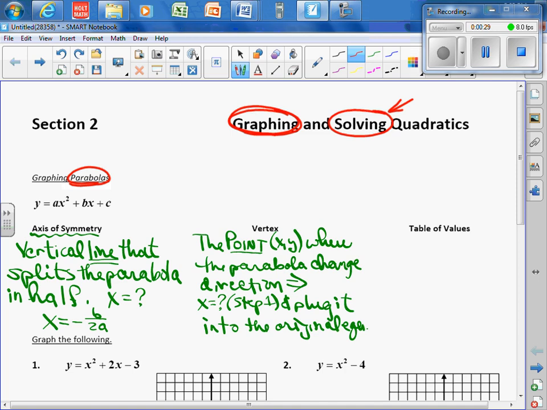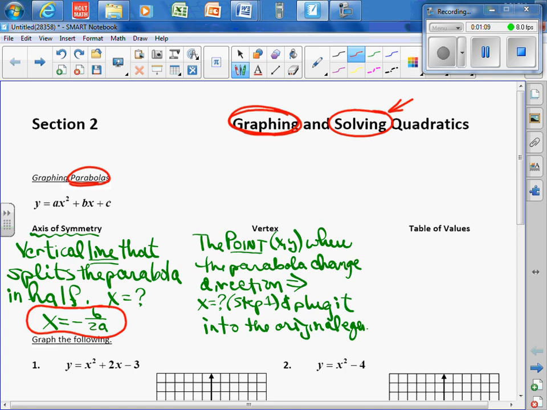Well, the first thing you want to do when you graph a parabola is find what's called the axis of symmetry. And we talked about that the other day. What is the axis of symmetry? It's the vertical line that splits the parabola in half. So what's a vertical line? The equation is x equals some number. Well, how do we find that number? Well, it's a formula we'll always be using. We're always going to use x equals negative b over 2a to find the axis of symmetry. And we were working with that a little bit the other day. So we should not have a problem doing x equals negative b over 2a.